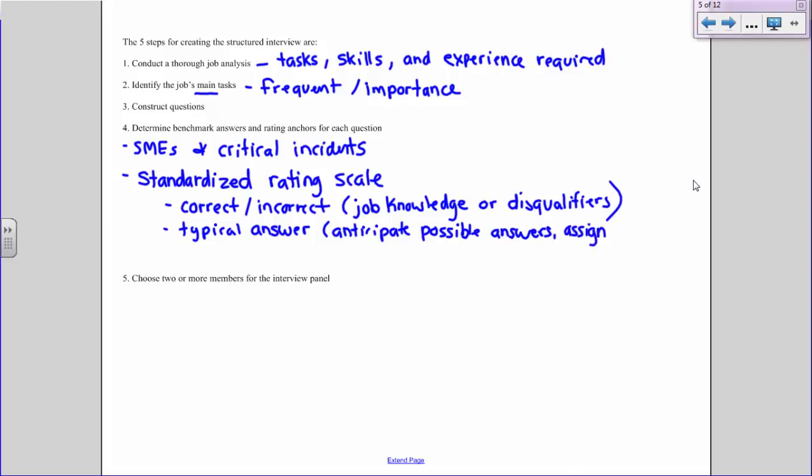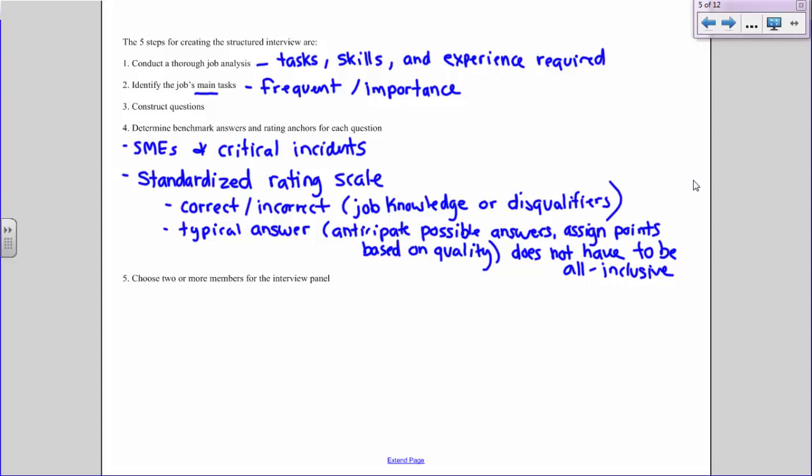You assign points based on the quality of their answers. But it does not have to be exhaustive, because there's no way to anticipate every answer somebody could give you. So exhaustive, or all-inclusive.